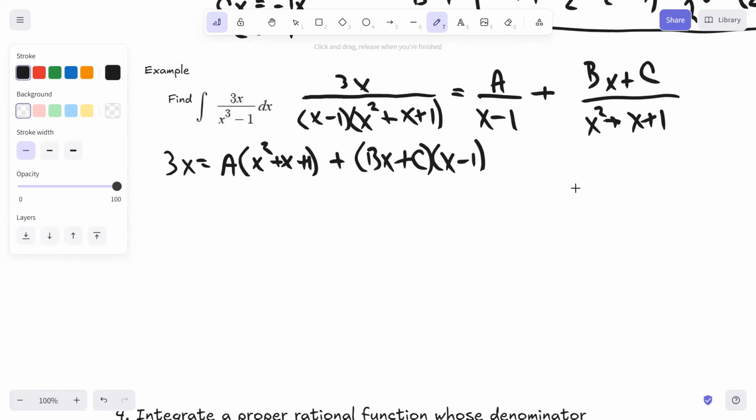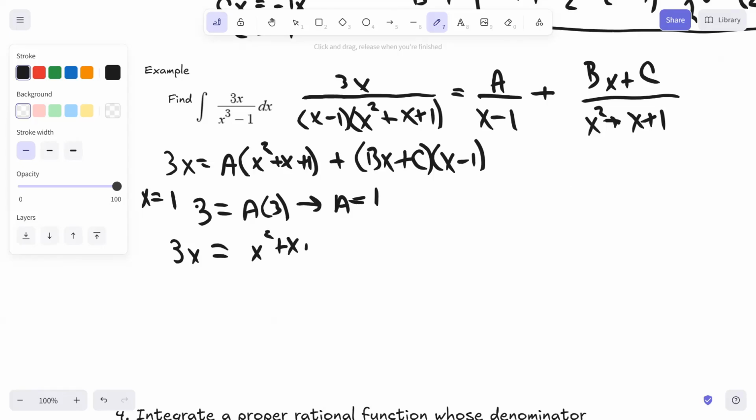times x minus 1. Picking the strategic value of x equals 1, you would have 3 equals A times 3, and the last term would go away. So you would have A equals 1. And then from there, we can equate coefficients. So 3x equals, if A is 1, then this would just be x squared plus x plus 1 plus, now foiling the Bx plus C times x minus 1.